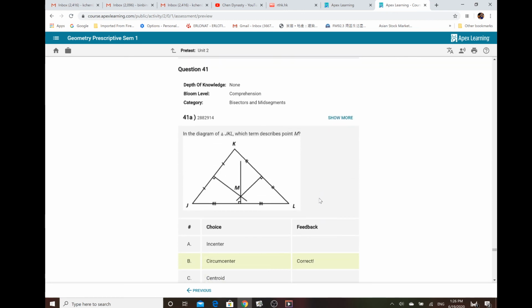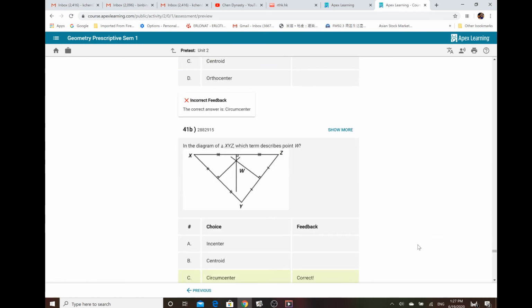In the diagram of triangle JKL, which term describes point M? Point M here is the intersection of three perpendicular bisectors, so it's called the circumcenter. Again, the reason why I know those are the three perpendicular bisectors is the marks and also the little square symbols show that they're perpendicular. So the point where they all intersect is called the circumcenter.